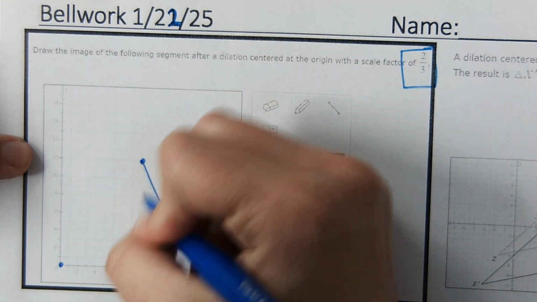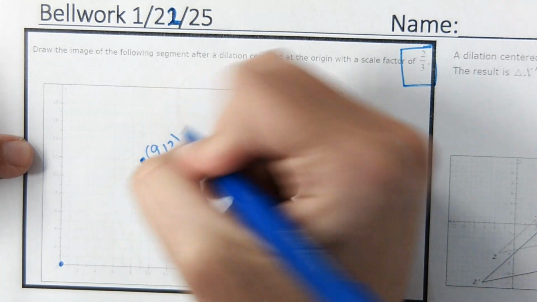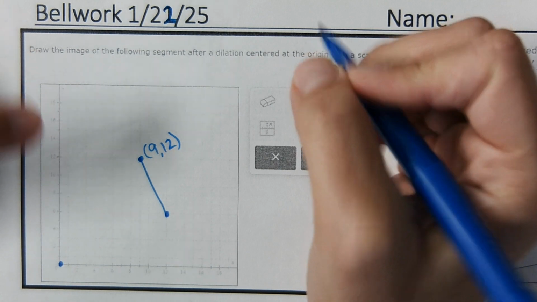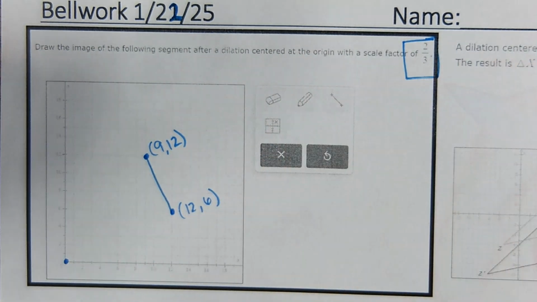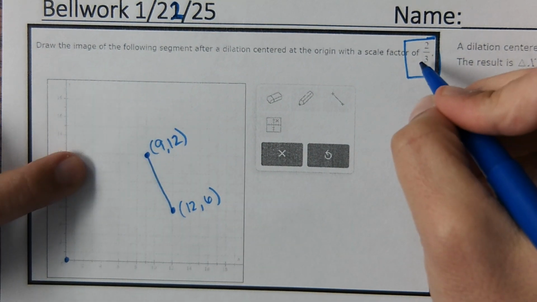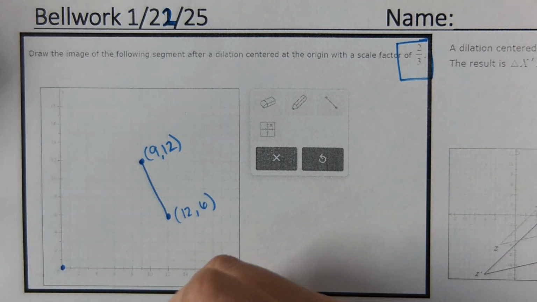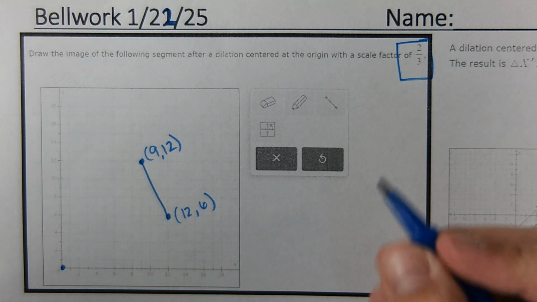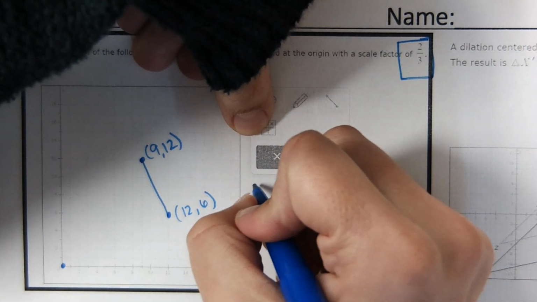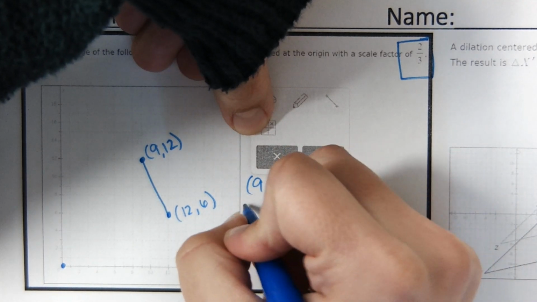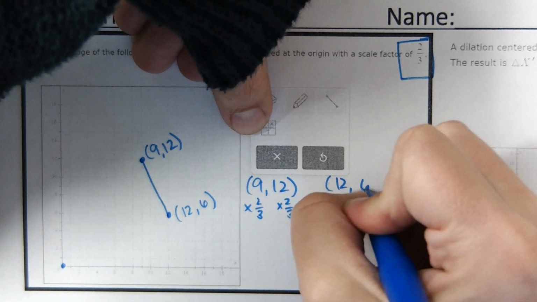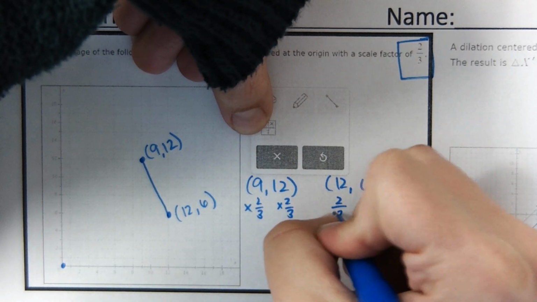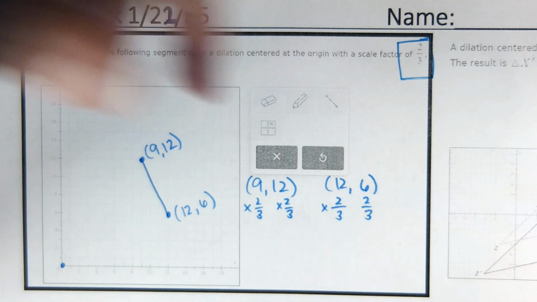So this is at 9, 12, and I know the copy's not that great, and then this point right here is at 12, 6. And then what we can do is just multiply those coordinates by 2/3. When a dilation is centered at the origin, you can just multiply the coordinates by the scale factor. So we have the first set of coordinates, 9, 12, and we're going to multiply both of those numbers by 2/3. And then 12, 6, multiply both of those numbers by 2/3. And then that'll give us the new coordinates.